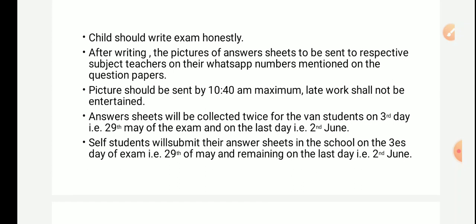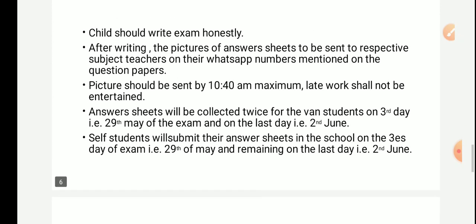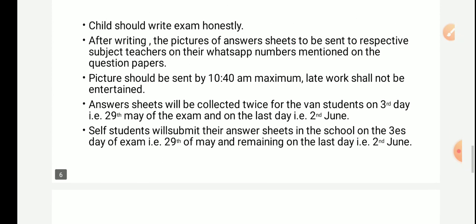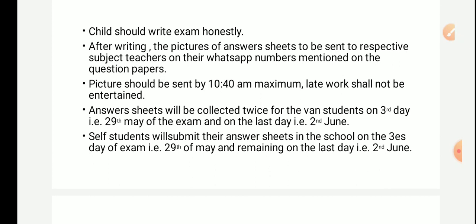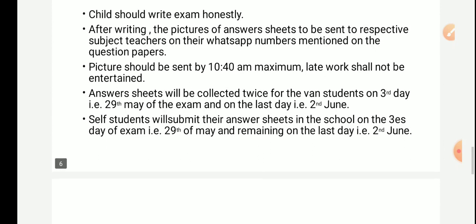And the answer sheets will be collected twice for the van students, on the 3rd day and on the last day, as it is already informed to you. Two times the van will come and collect your answer sheet. The same is the case with self students, but here no van will come. Here you have to submit it on your own in the school, on the 3rd day and on the last day.